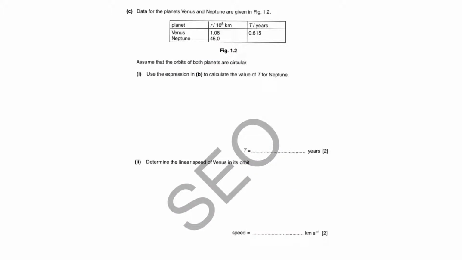Now, for the next part, they said use the expression from part B to determine the value for Neptune. So you remember that T squared over r cubed is a constant, right? So what you can do is you can make use of the values here. So if this is a constant, then you can do the T squared over r cubed for the first planet equals to T squared over r cubed for the second planet. So remember the period for Venus, which is 0.615 squared over radius 1.08 cubed must be equals to T squared over r cubed for Neptune, which is T squared over 45 cubed.